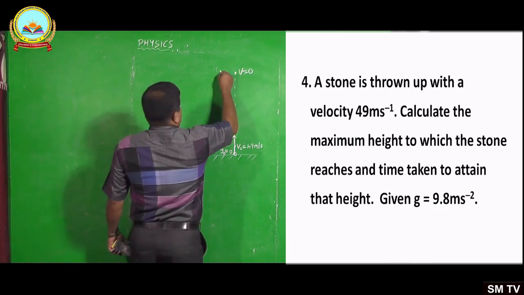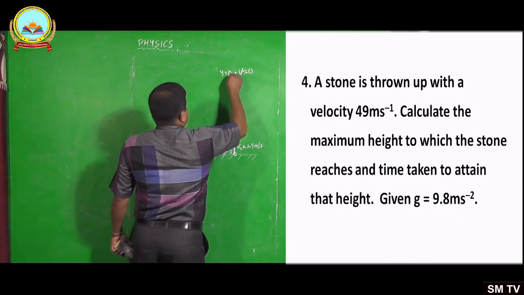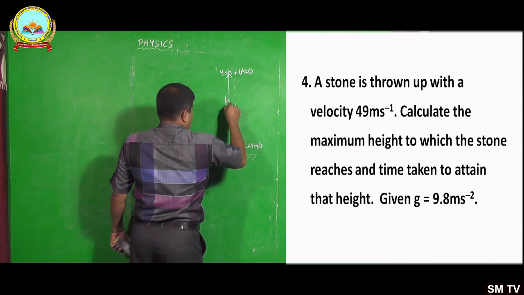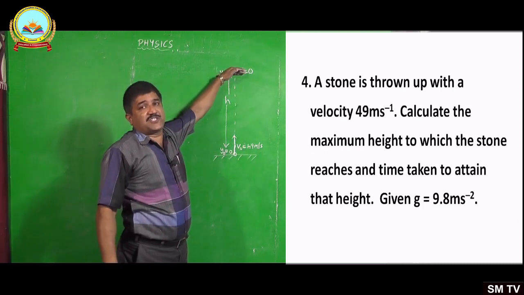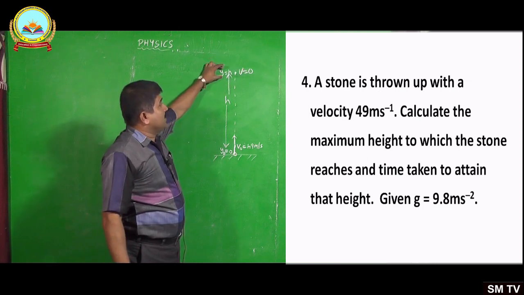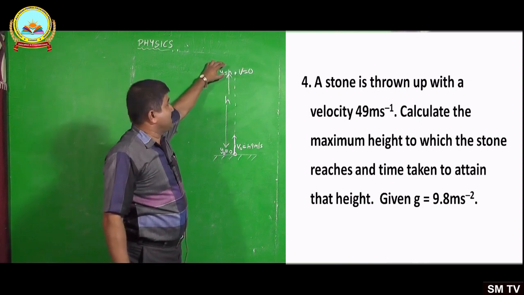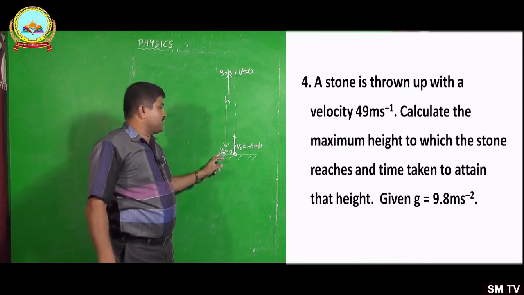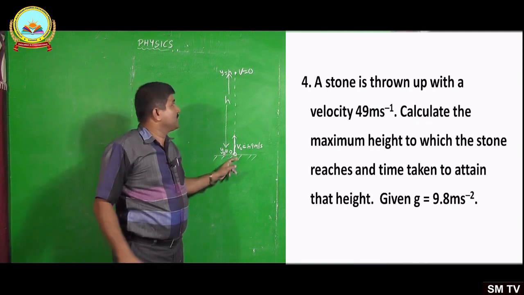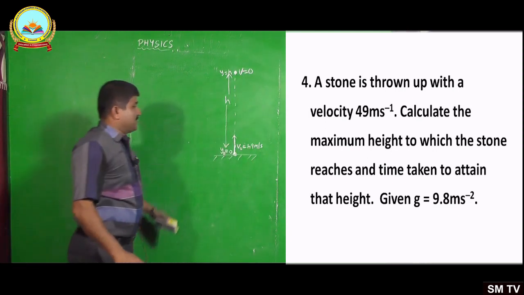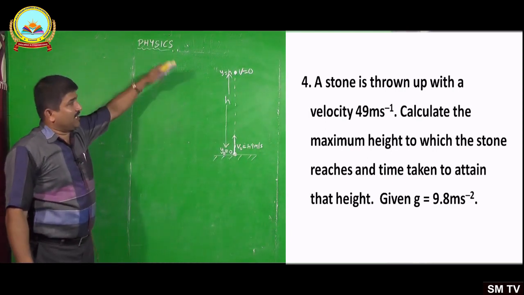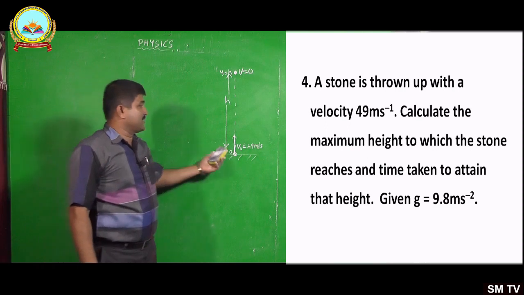So final position y equal to say h. This is the height to which the stone reaches, the maximum height to which the stone reaches. So here the final position I will take as h, y equal to h, and initial position y naught equal to 0. Okay, so this is the diagram representing its motion, and it falls downward obviously.